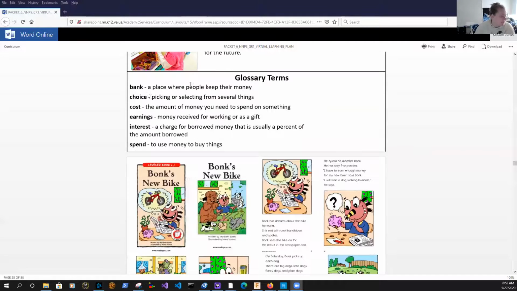And some glossary terms. Bank is a place where people keep their money. Choice is when we pick or select from several things. A cost is the amount of money you need to spend on something. Earnings are money received for working or as a gift. Interest is a charge for borrowed money that is usually a percent of the amount borrowed. And spend is to use money to buy things.